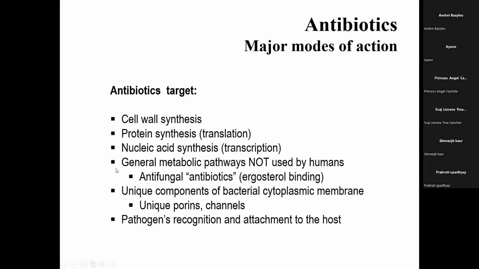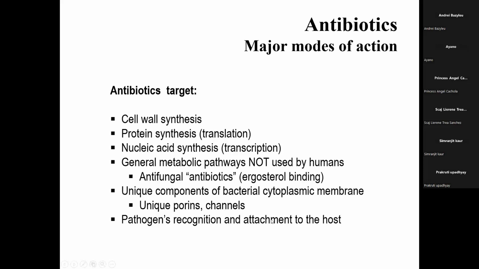And in this case, for the general metabolic pathways, we will obviously be talking about the pathways that are utilized by bacteria and not utilized by people. Because if people were utilizing these pathways, then antibiotics would also be interfering with these pathways in people as well, which is against the whole concept of selective toxicity.